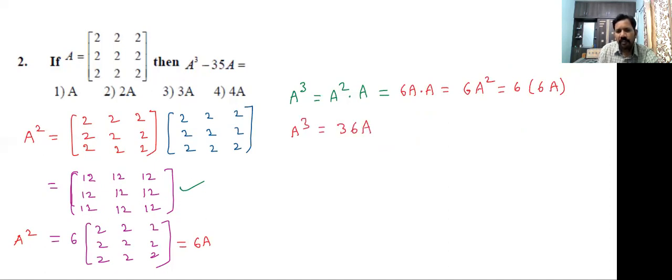Finally, A cube value is equal to 36A. Now we need to find A cube minus 35A. What is the A cube value? 36A minus 35A. Subtract that. What is the answer now? A. So A cube minus 35A value is A. Which option is correct? First option.